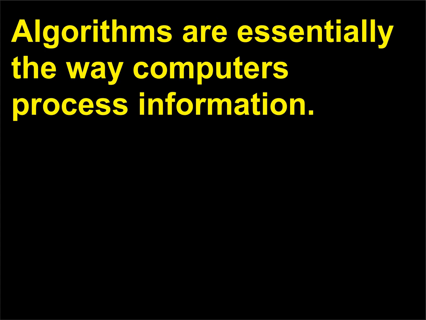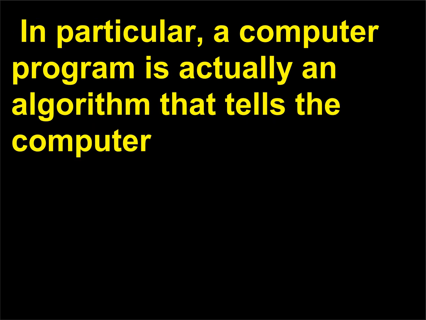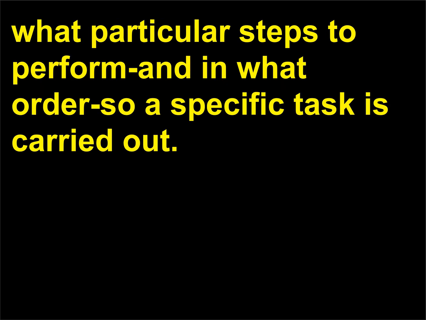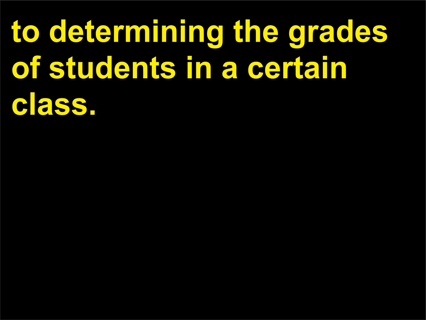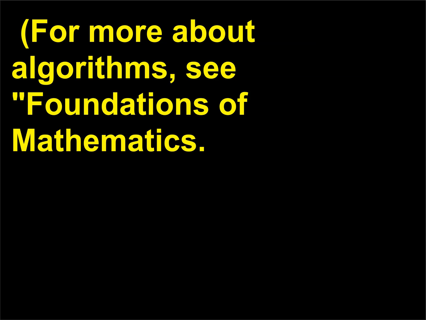Algorithms are essentially the way computers process information. In particular, a computer program is actually an algorithm that tells the computer what particular steps to perform and in what order so a specific task is carried out. This can include anything from working out a company's payroll to determining the grades of students in a certain class. For more about algorithms, see Foundations of Mathematics.